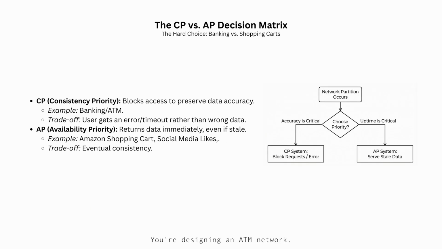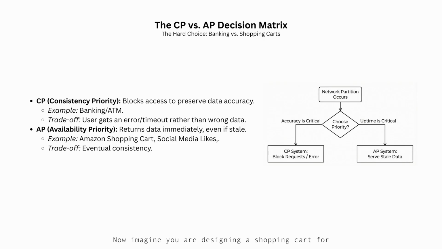Think of it like this. You're designing an ATM network. The cable between the ATM and the bank HQ is cut. A customer tries to withdraw 100 rupees. If you are a CP system, consistent, the ATM says service unavailable. It refuses to guess your balance because getting it wrong means giving away free money.